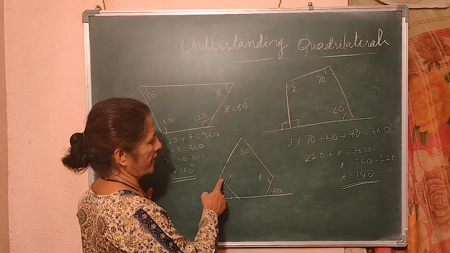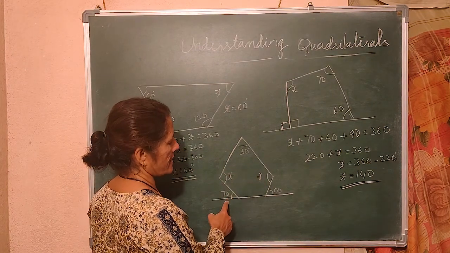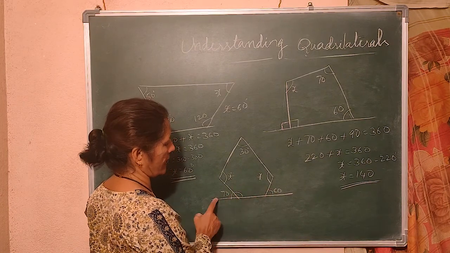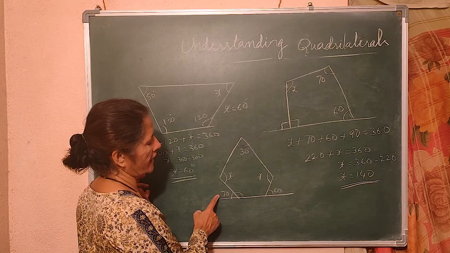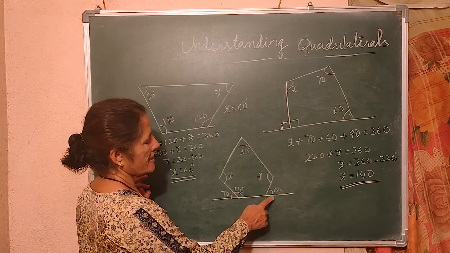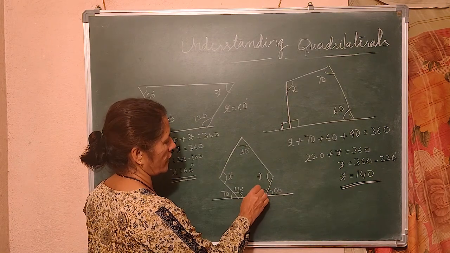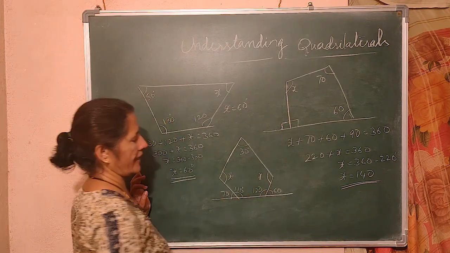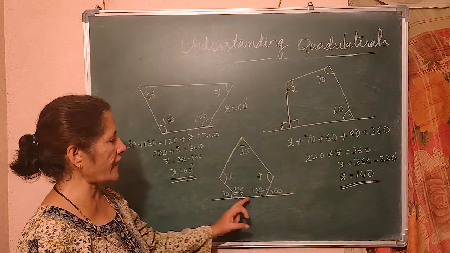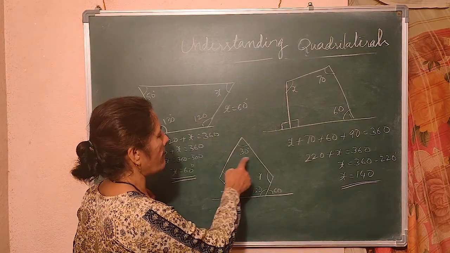This is 30, x, 70. This is 60. Total is how much? 180. So how much? 70 plus this is 110. Correct? 60. How much is this? 120. Total it should be 180, right? So 110, 120. What type of figure is this one? It is a pentagon.